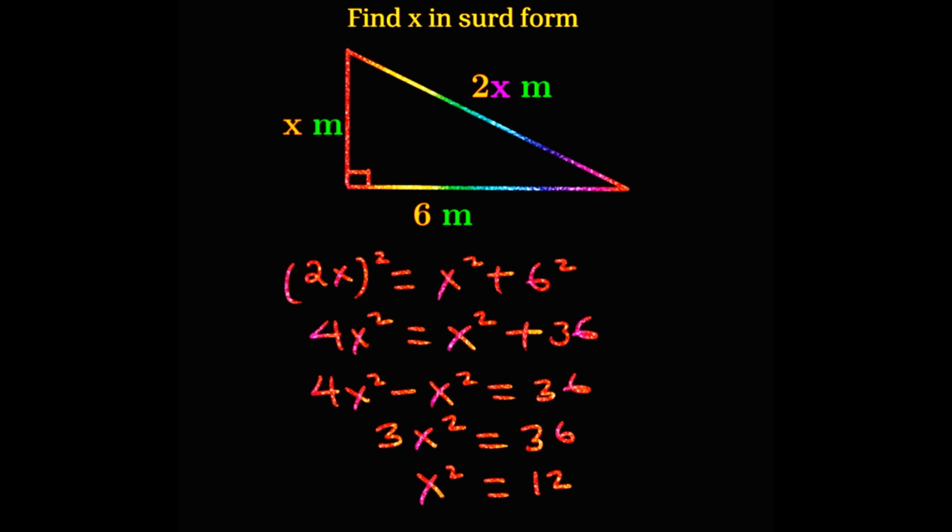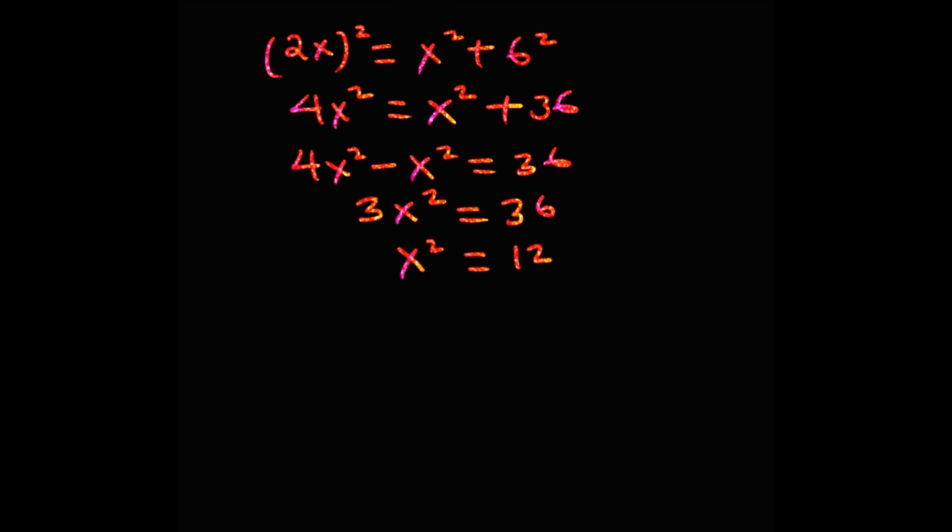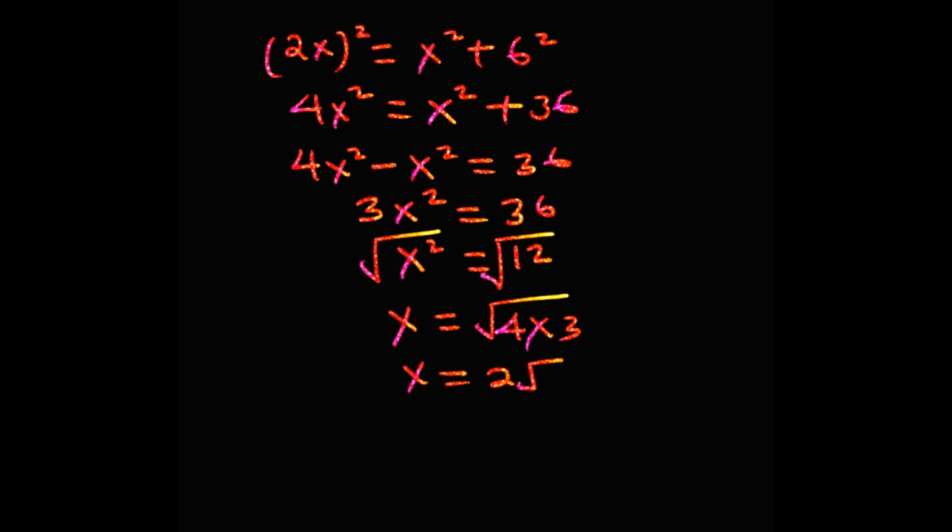So here, for us to get the value of x, we can get the square root of both sides, so that the root of x squared and then the root of 12. So x will be, the root of 12 can be written as the root of 4 times 3, and the root of 4 is 2. So x is 2 times the root of 3.